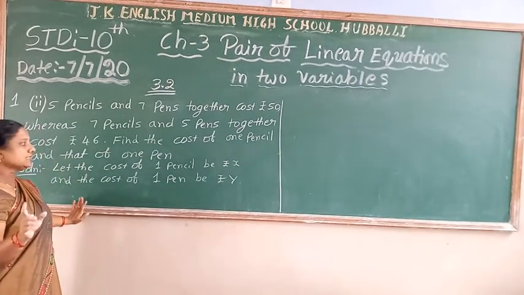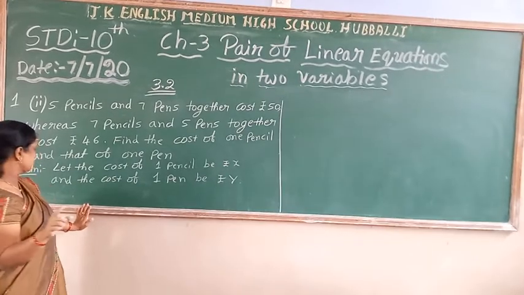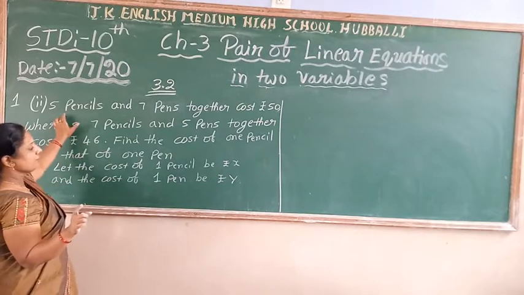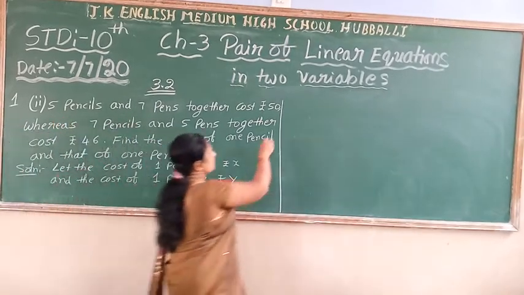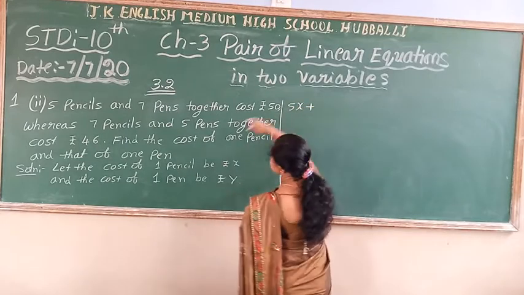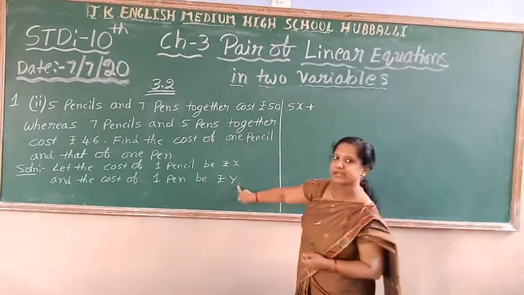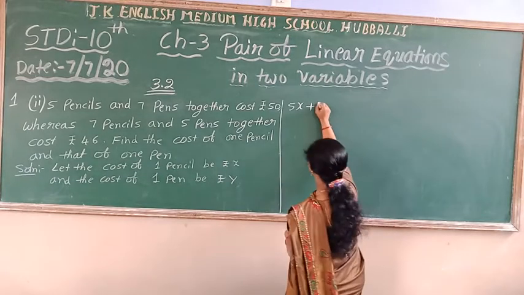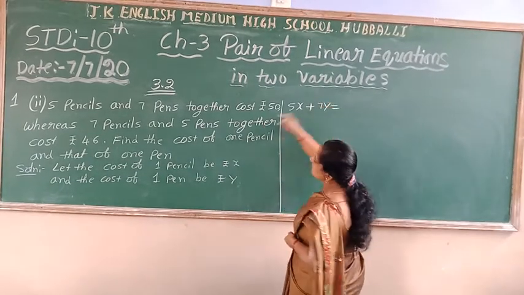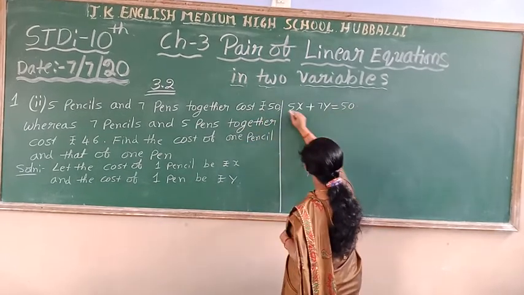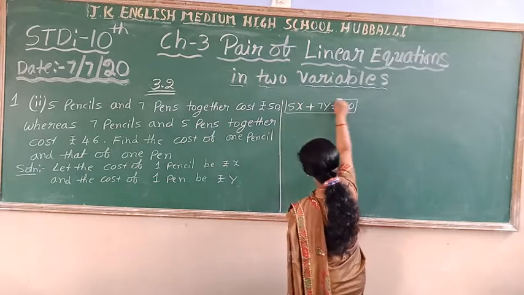We don't know that. Let the cost of one pencil be ₹x and the cost of one pen be ₹y. Then the cost of 5 pencils becomes 5x rupees, and the 1 pen costs y rupees, so the 7 pens cost becomes 7y. Together it becomes how much? Together cost ₹50. You call this equation number 1.